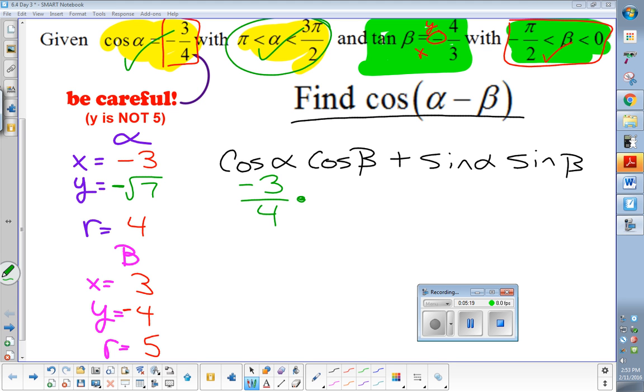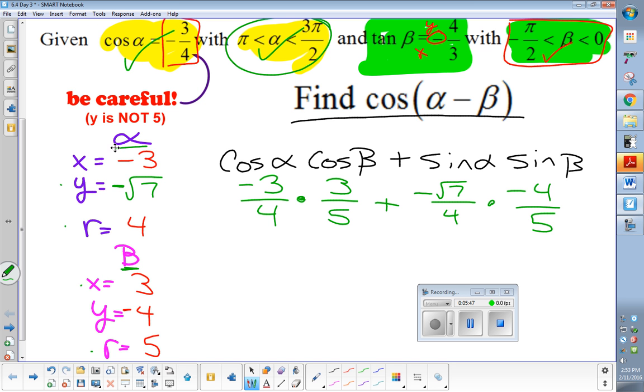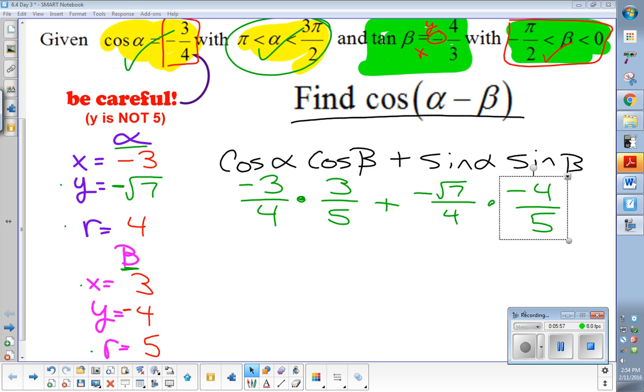We've done the hard work here. Cosine alpha, I'm just looking at my alpha triangle, and it's x over r, so negative 3/4. Cosine of beta, looking at beta, x over r, so 3/5. Plus sine of alpha, so alpha sine is y over r, so negative radical 7 all over 4, times sine of beta, so beta y over r. When you set it up, notice that your denominator should be the same on both sides. I have a 4 and a 5. That better be true, or otherwise you made a mistake.